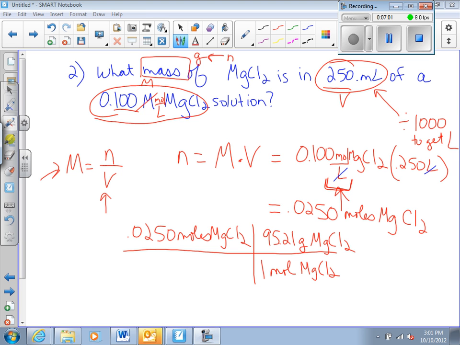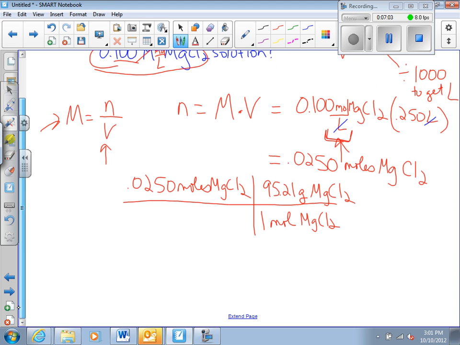So when we calculate our molar mass, we get 95.21 grams of MgCl2 per mole. And the moles of MgCl2 cancel. And I get that this is equal to 2.38 grams MgCl2. And I'm done. Now, one of the hard parts in this problem is when you're solving for liters.